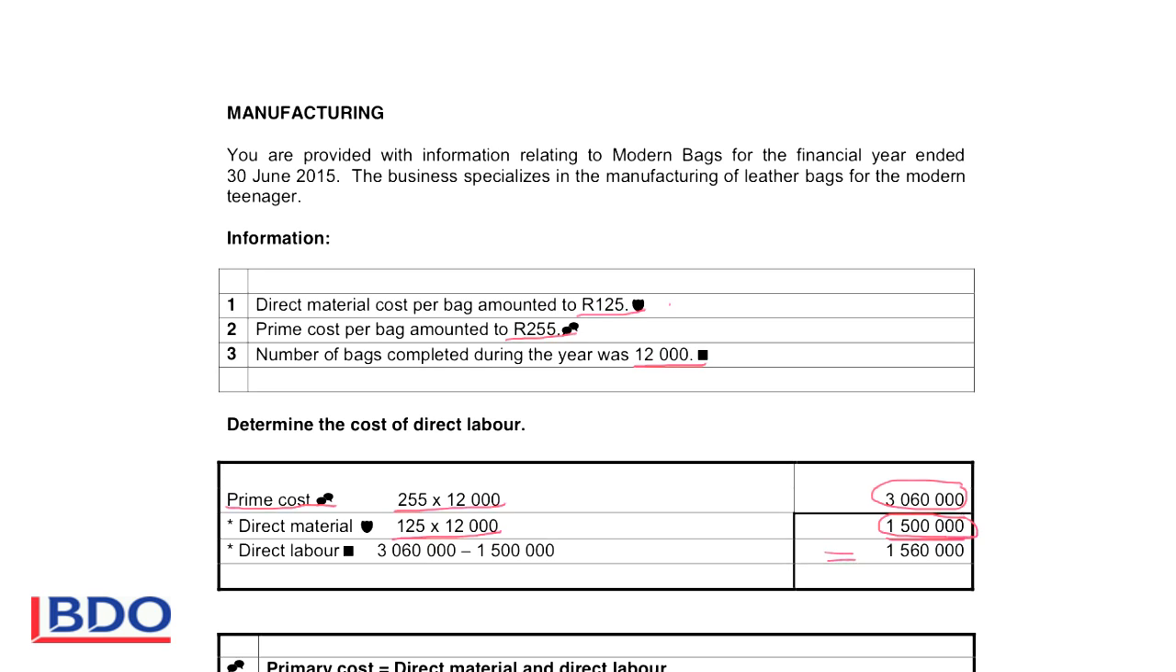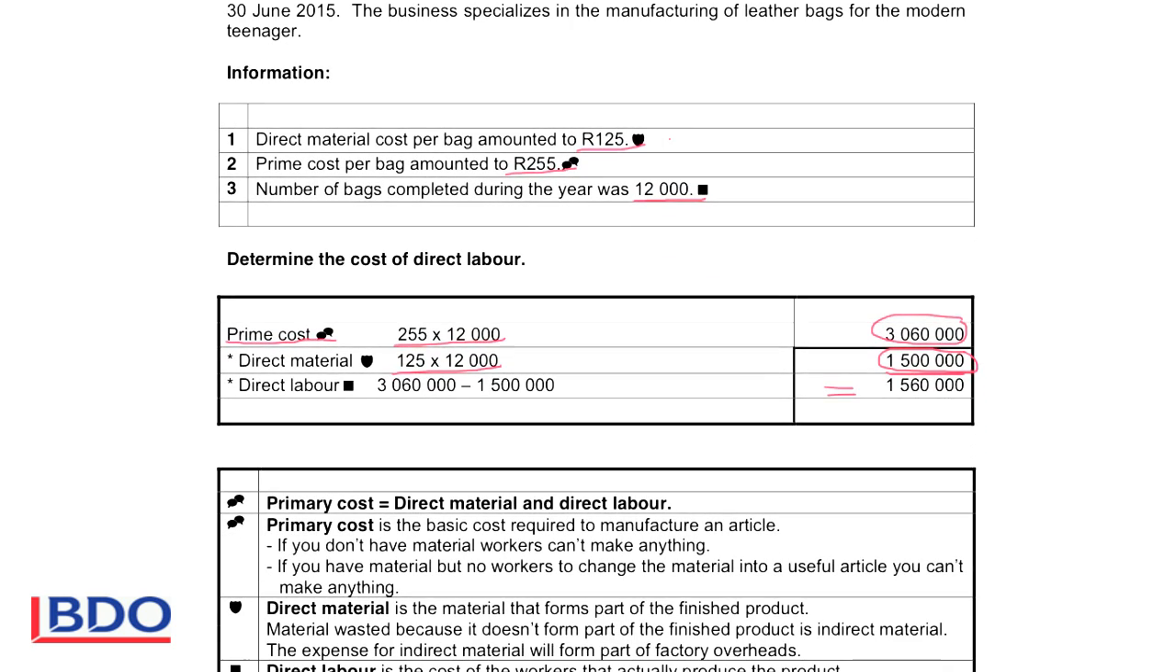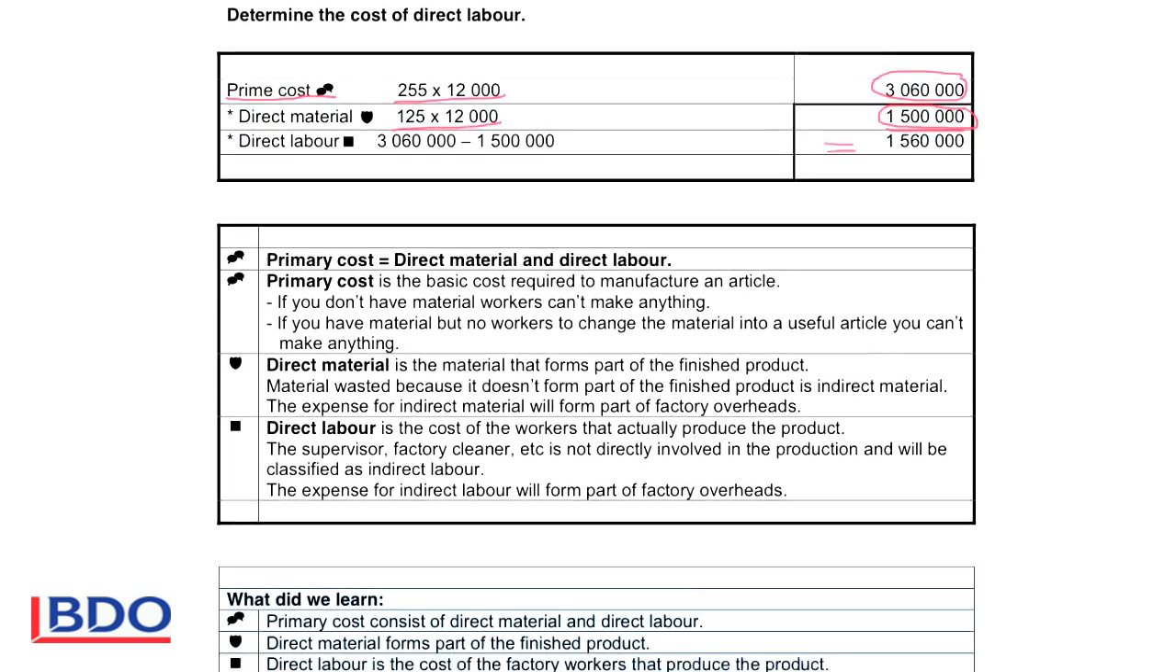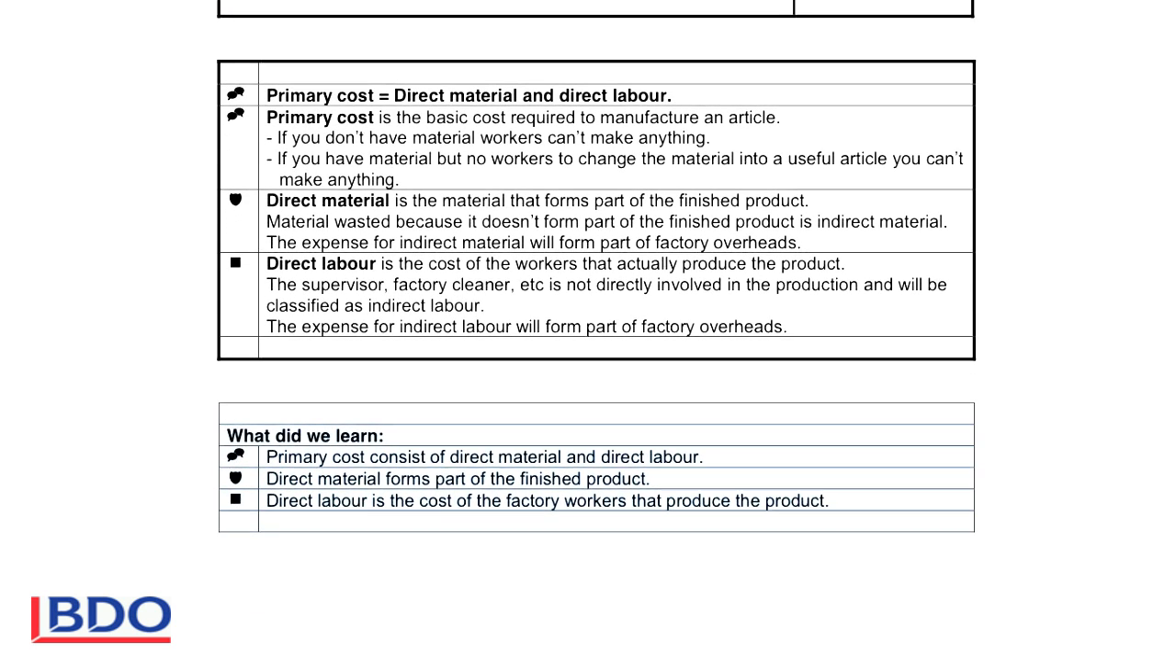If we look at all the information given, it means that it's very important when you do manufacturing that you must know that primary cost equals direct material plus direct labor. Primary cost is the basic cost to manufacture any article. So you need material to make something. You need laborers to change the material into something useful.